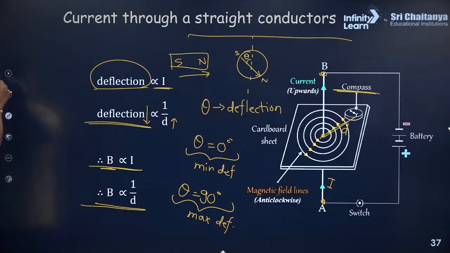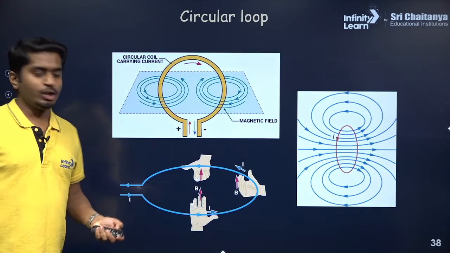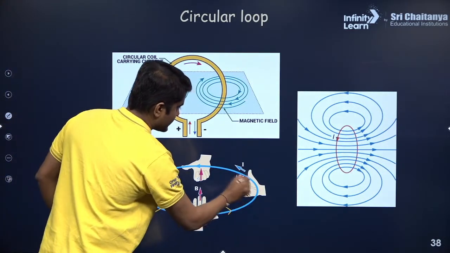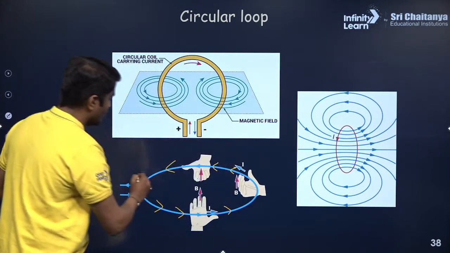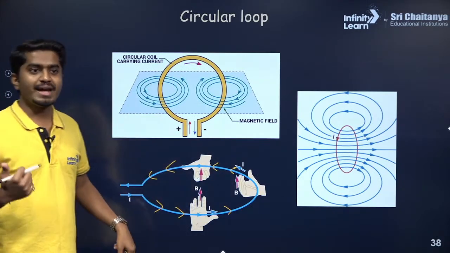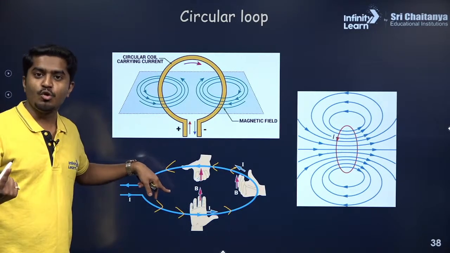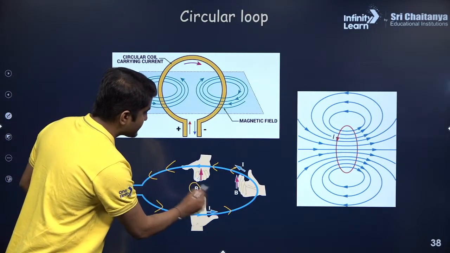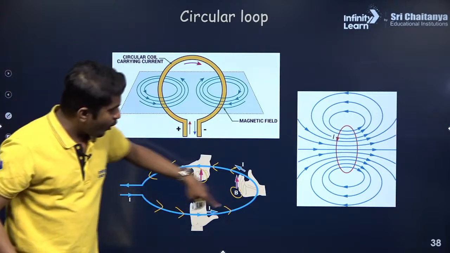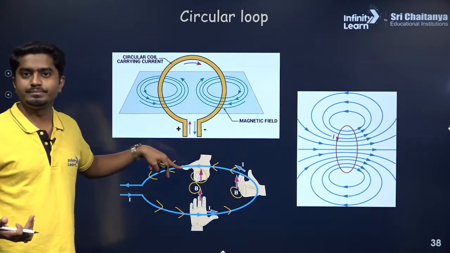Now we have a circular loop. In the circular loop, there is a direction of current flowing through it. At all the points, you can use the right hand thumb rule, and at all these points, it will show the magnetic field is pointing in the same direction. So all of these points will add up the magnetic field inside this loop.